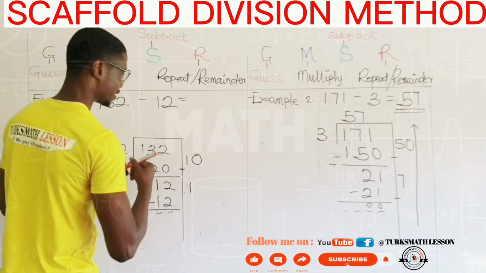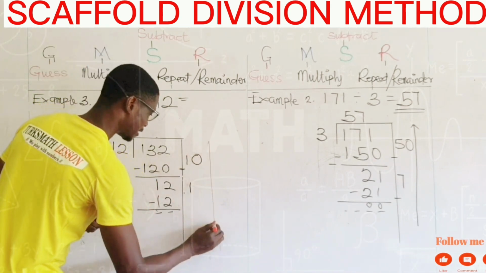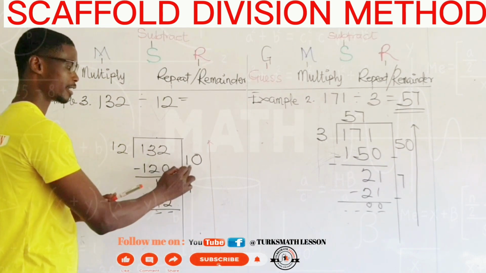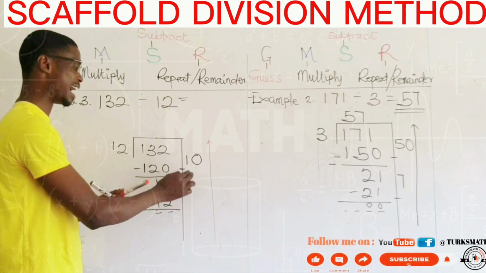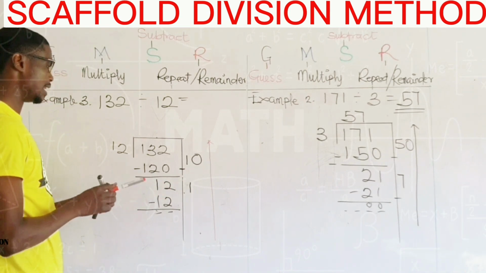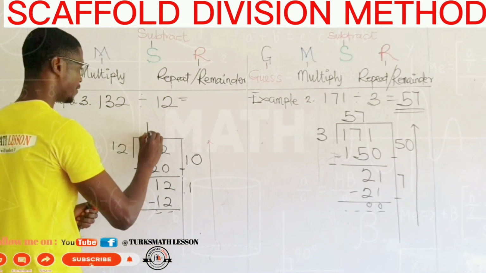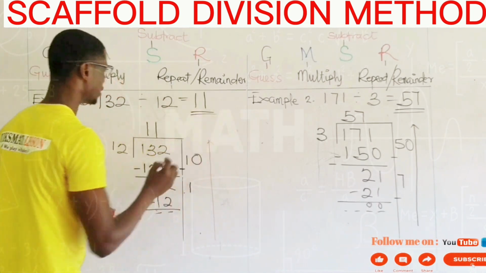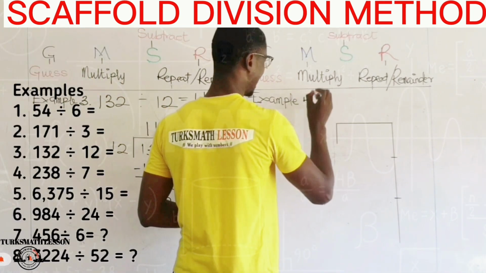We will add. What numbers are you going to add? The guess numbers. And what are the guess numbers? 10 and 1. So 10 plus 1 will give us 11. The 11 will be written at the top here. So our quotient here is 11. Example 4. Right? Yeah.